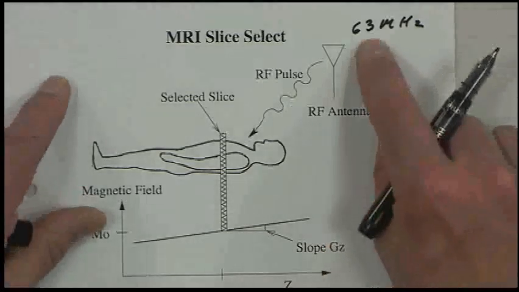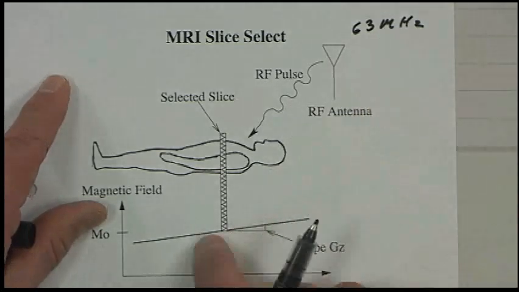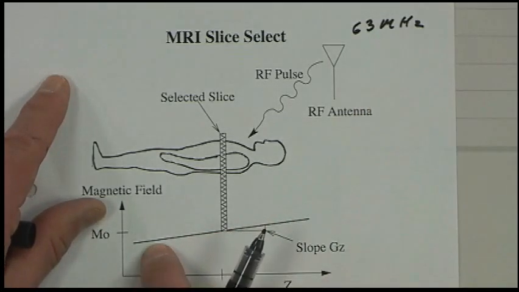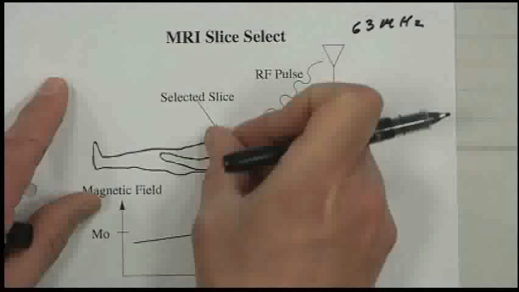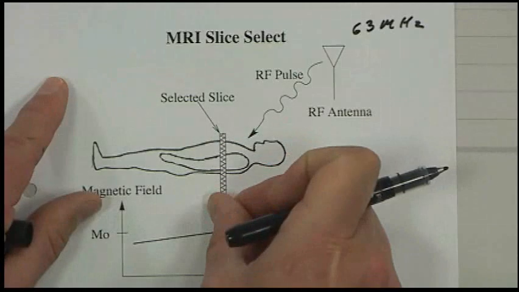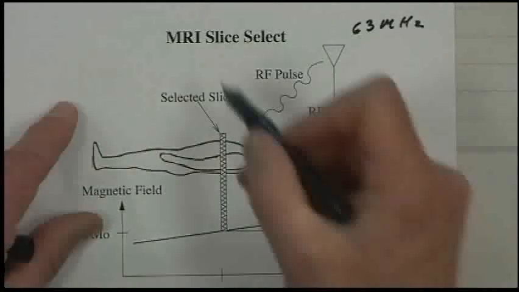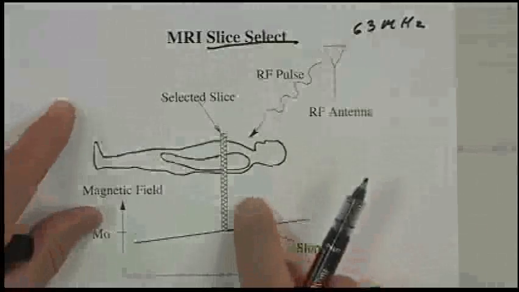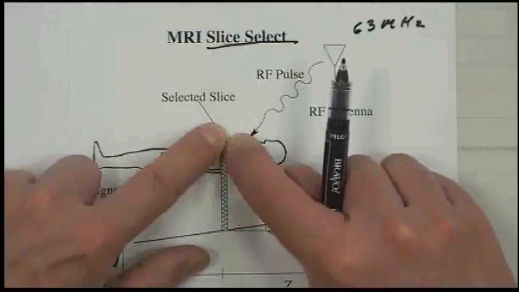Now, you could actually shift the center frequency of this a little up or a little bit down, and then you could basically stimulate the precession of atoms in a different slice. But notice that all the atoms that are at the same resonant frequency represent a single two-dimensional slice, all constant Z. So this is called slice select, because you're selecting a slice. You're stimulating the precession of the atoms just in that one slice.